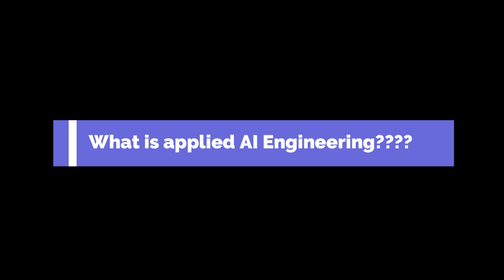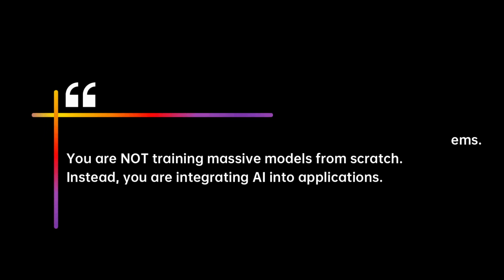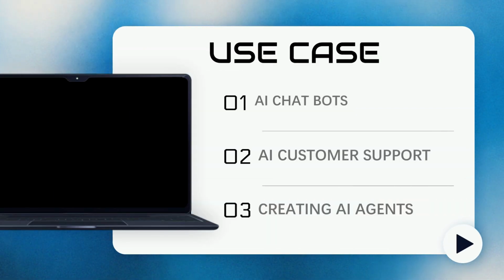So what is applied AI engineering? In definition, it is using an existing AI model to solve real-world business problems. You are not training a massive model from scratch. Instead, you are integrating AI into applications. Examples are AI chatbots, AI customer support, AI coding assistants, AI agents, right? So these are some of the use cases, AI SaaS products as well. Okay, so I hope I'm very clear what is applied AI engineering and what is the technology you use.